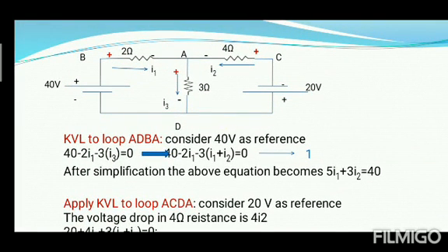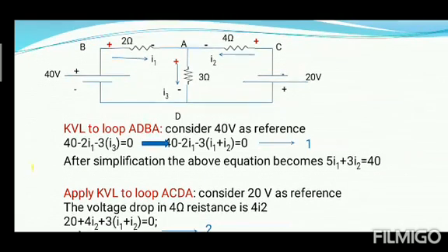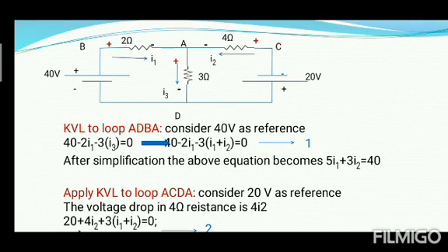The 2 ohm resistor with I1 will have positive on the left side and negative on the right side, because the current is flowing from left to right. Similarly, the 3 ohm resistance has positive on the top side and negative on the bottom side, because the current is assumed to flow from top to bottom.